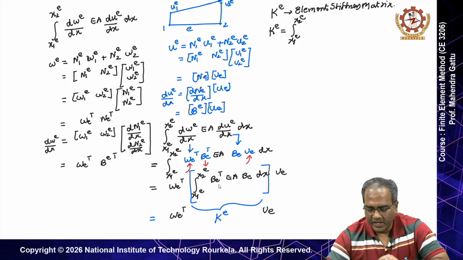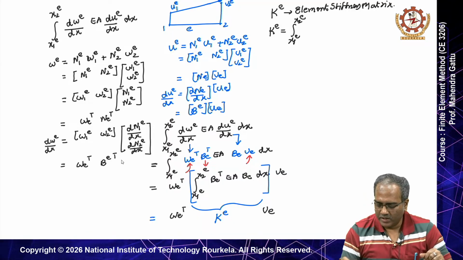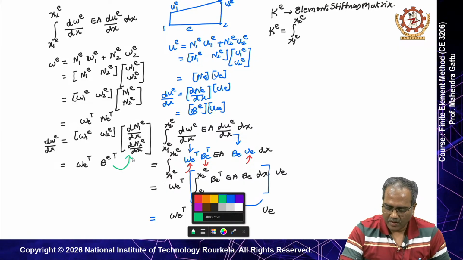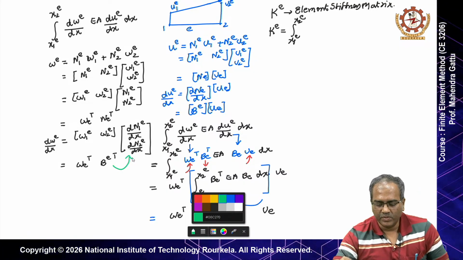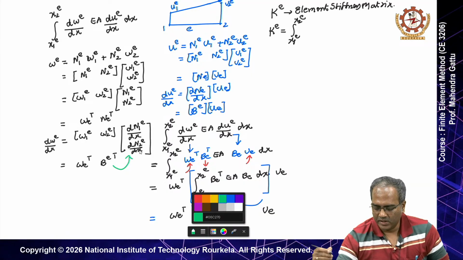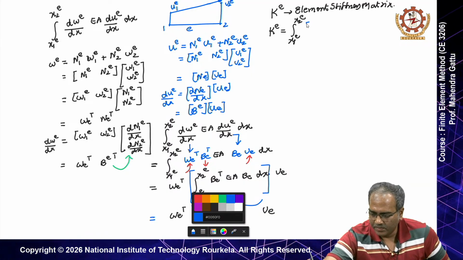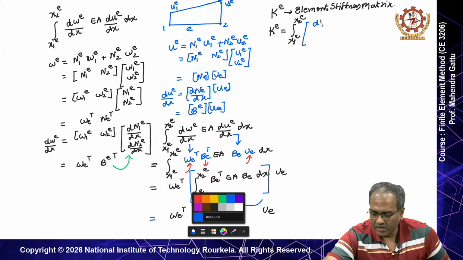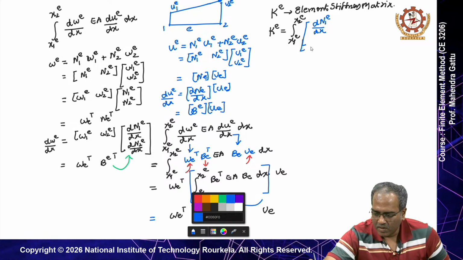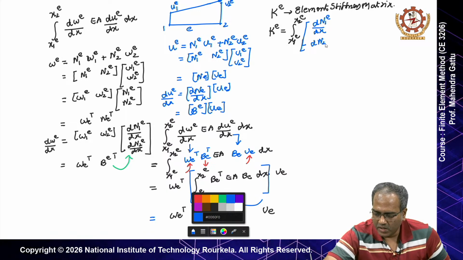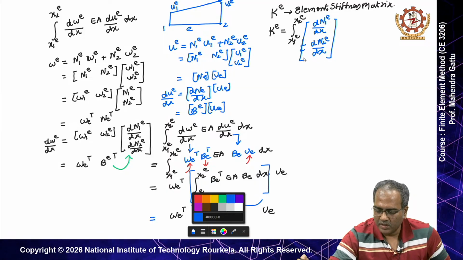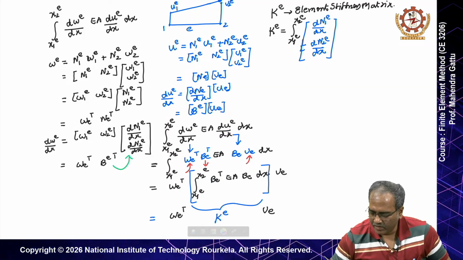So, what is B e transpose? Can you look at here and tell me what is B e transpose? B e transpose is dN1 by dx, dN2 by dx, right. So, let us write the term dN1e by dx, dN2e by dx. So, this is our B, and then we have our E A term.